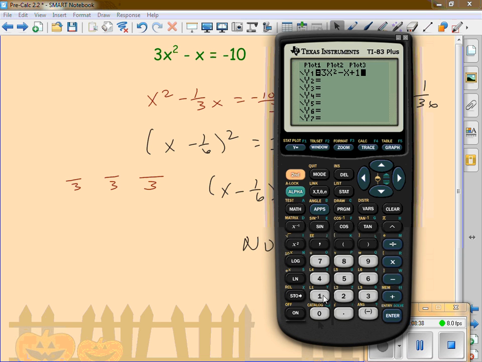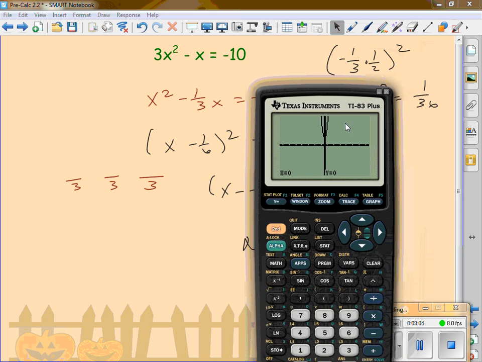Now I got to do plus 10. Why don't I see it? It's plus 10, so it's all the way up there. So I'll just zoom out. You can see it doesn't cross the x-axis. That's why it's no solution. I don't have any zeros. It never crosses the x-axis.